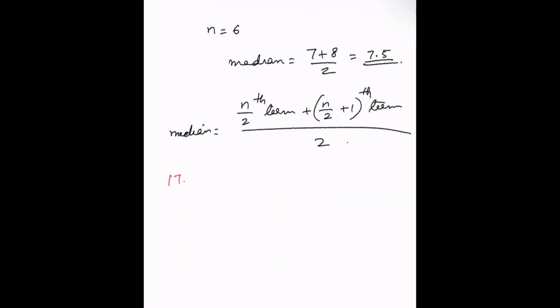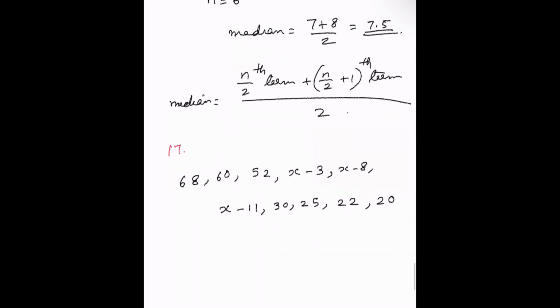Okay, so the following numbers are written in descending order of their values. Okay, so there are some numbers given to you. The numbers are 68, 60, 52, x minus 3, x minus 8, x minus 11, 30, 25, 22, and 20. So this is in descending order. If their median, they are giving you, median is 39, find the value of x.